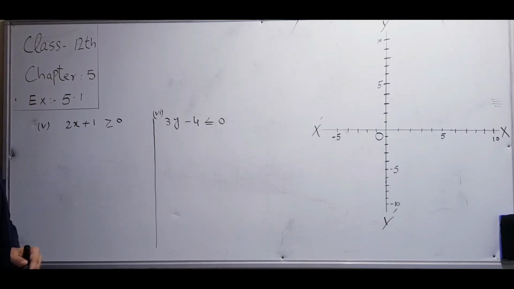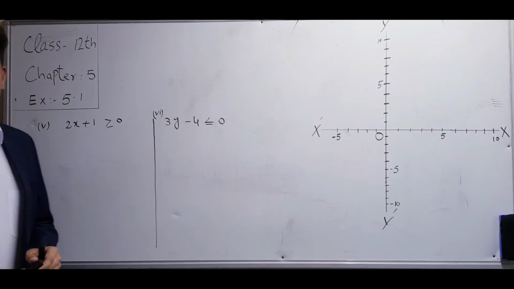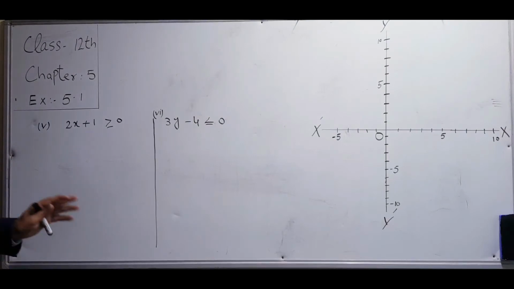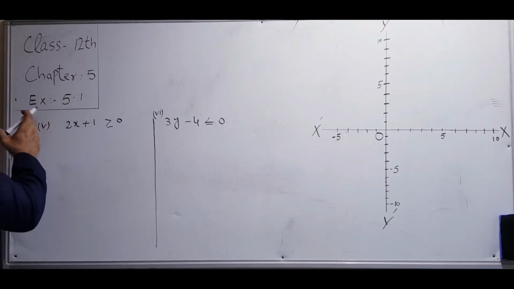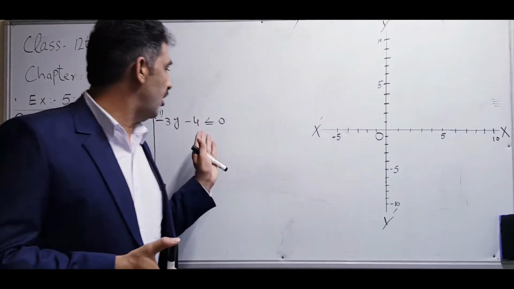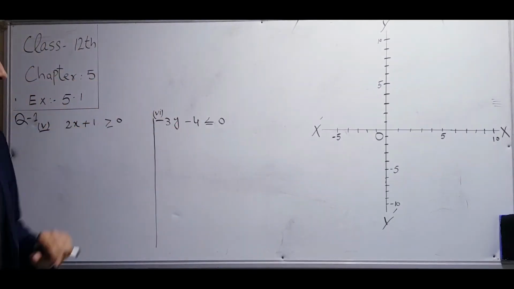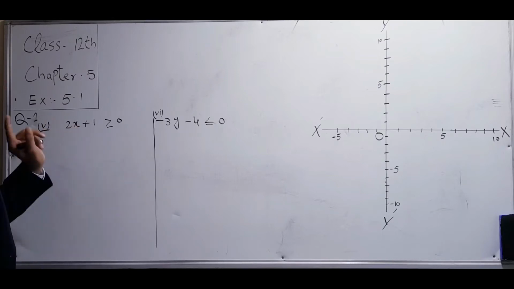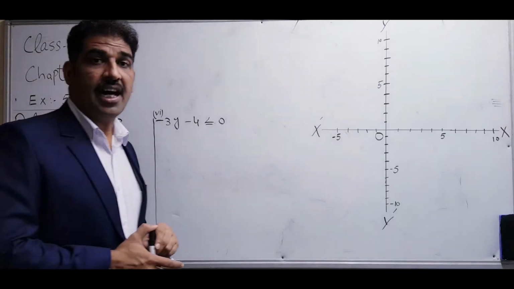Today we are going to solve chapter number 5 of grade 12. First of all, I want to solve this exercise question number 1, fifth part and sixth part. The particular reason to solve the fifth and sixth parts first is to explain how to solve if the question has a single variable.